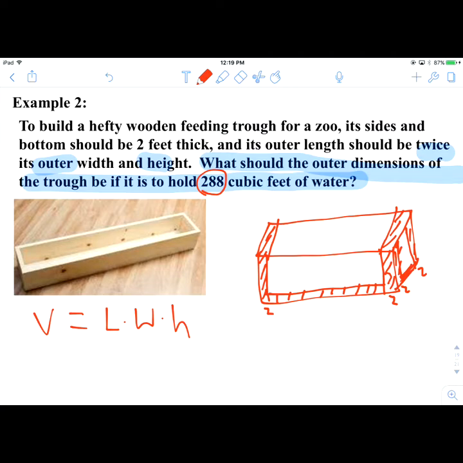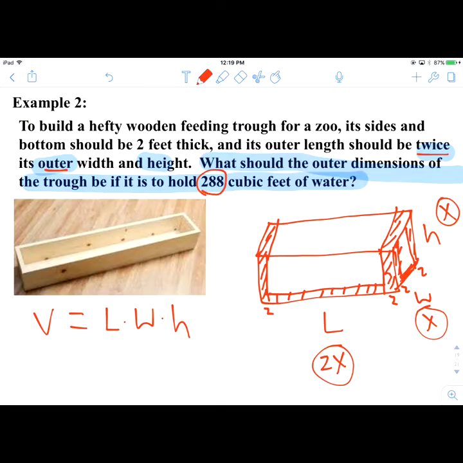Based on this, this is the length, this is the width, and this is the height. It says the outer length should be twice the width and the height. So if we let the width and height both be x, then the outer length should be 2 times x, because it says it's twice.